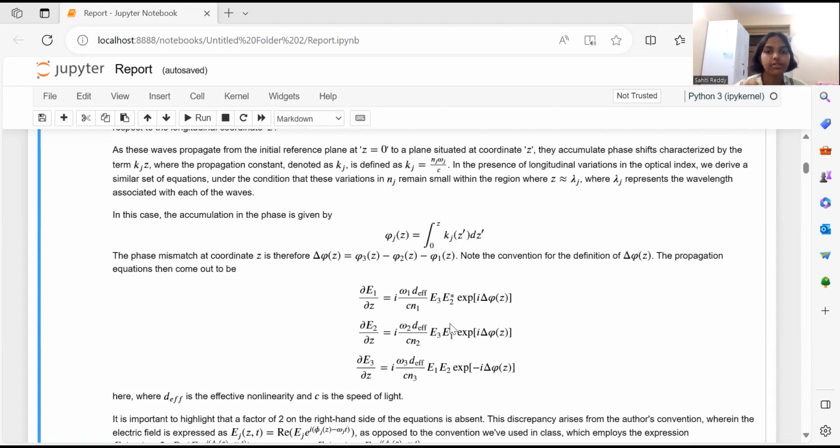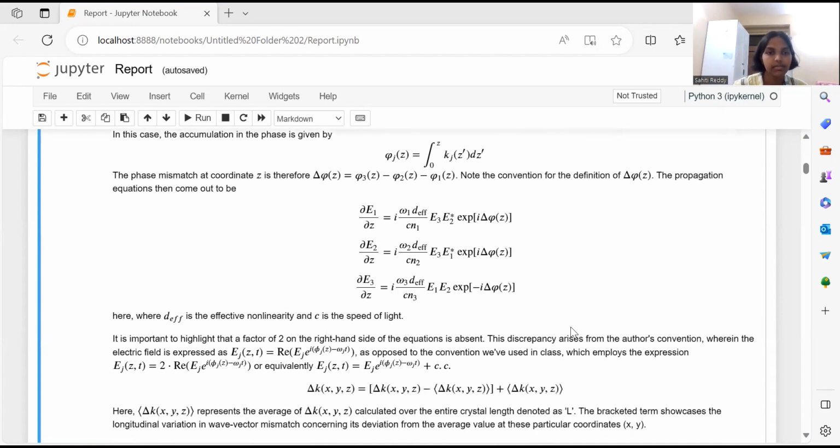We have the equations dE1 by dz is equal to i omega 1 d effective by c n1, E3 E2 star exponential of i delta phi z. dE2 by dz is equal to i omega 2 d effective by c n2, E3 E1 star exponential of i delta phi z. dE3 by dz is equal to i omega 3 d effective by c n3, E1 E2 exponential of minus i delta phi z, where d effective is the effective nonlinearity and c is the speed of light. It is important to highlight that a factor of 2 on the right hand side is absent.